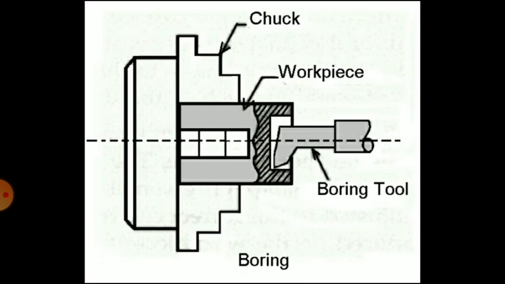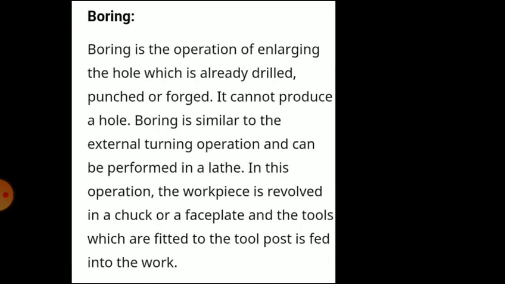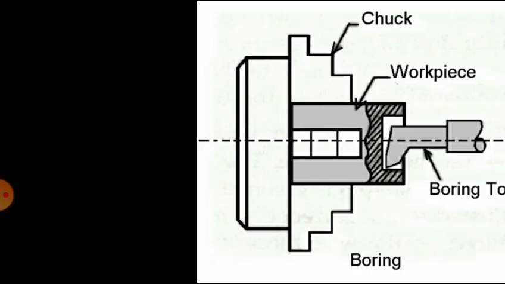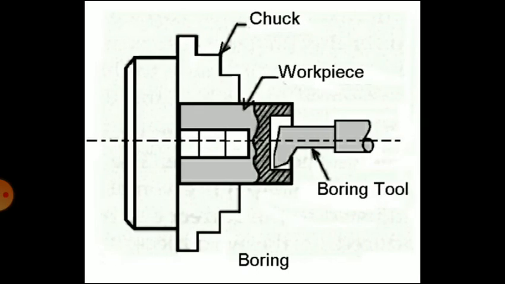Then boring operation. It is the operation of enlarging and proving a hole produced by drilling, casting or forging. So boring cannot originate a hole. The tool used for this purpose is called a boring tool. The work is made to rotate about the lathe axis and the tool is fed parallel to the lathe axis. So you can see there is a boring tool which can be moved parallel to the lathe axis. You can see there is an enlargement of the inside diameter, that is called a boring operation.